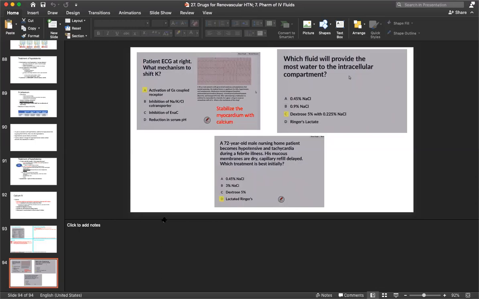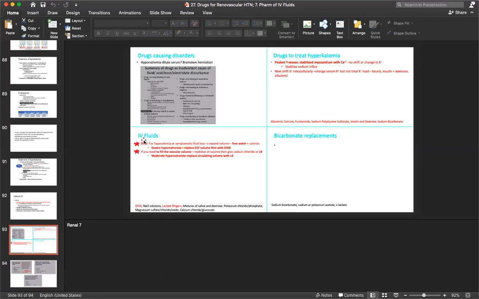What fluid provides the most water to the intracellular compartment? It's going to be our D5. Again, let me flip back one. Our D5 is going to be our free water.